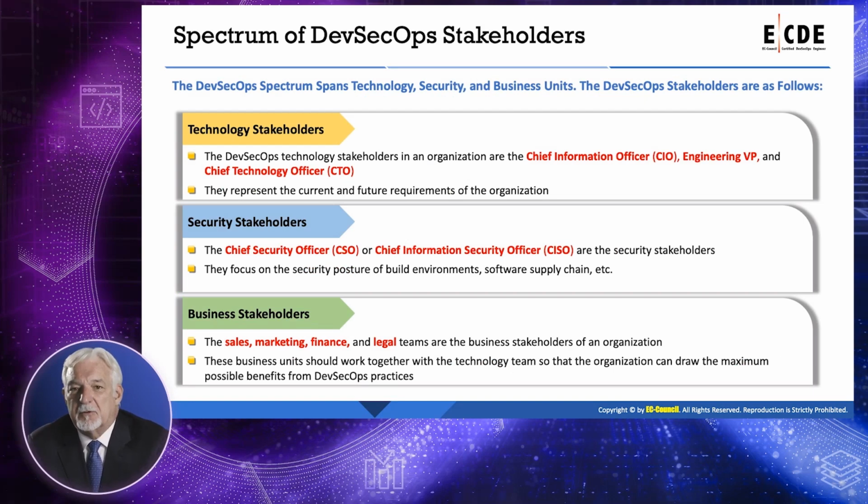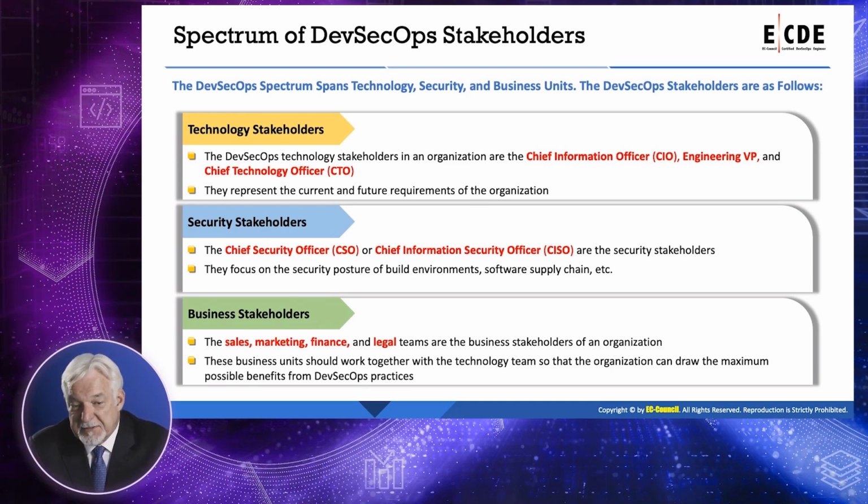So who are the stakeholders when we talk about having a DevSecOps function up and running in an organization? The DevSecOps technology stakeholders in an organization are primarily the Chief Information Officer, the Engineering VP, and the Chief Technology Officer. They represent the culture and future requirements of the organization. From the security side, you have the Chief Information Security Officer or Chief Security Officer as the stakeholder. Their focus is on the security posture of build environments, software supply chain, etc.